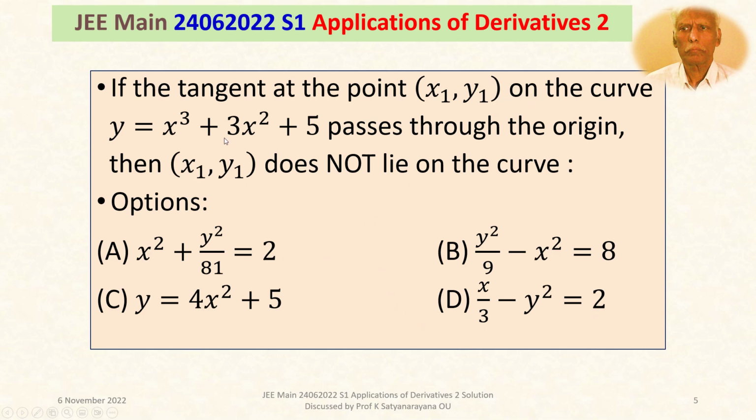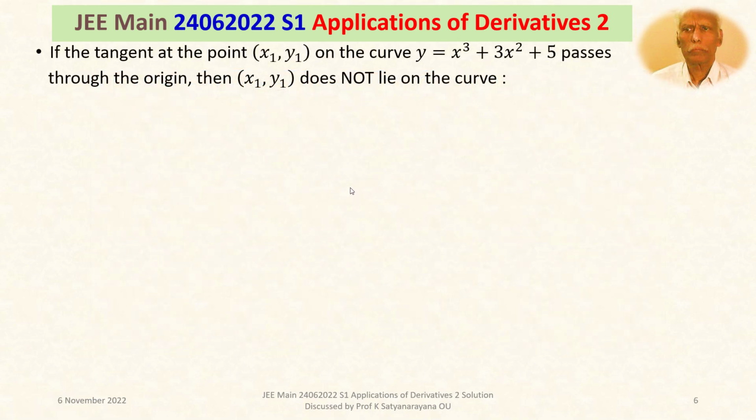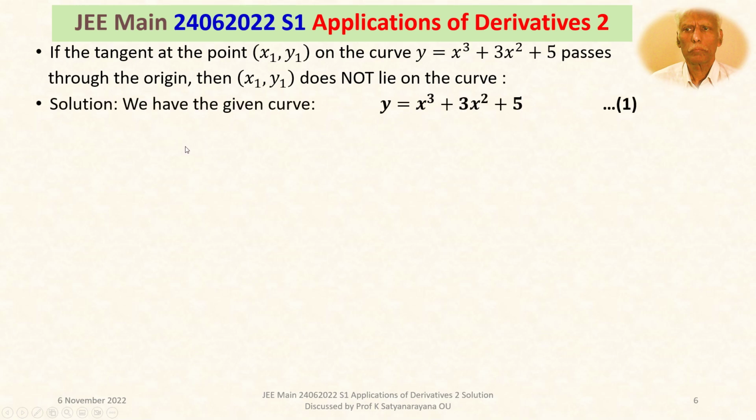So we are given a curve, y is equal to x cube plus 3x square plus 5, and x1, y1, the point, lies on it. And the tangent at this point to this curve passes through the origin. Then this point x1, y1 does not lie on one of the following curves given in A, B, C, D. That's the given problem. We now discuss the solution of the problem in detail.